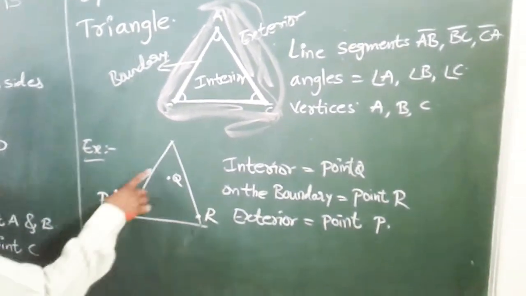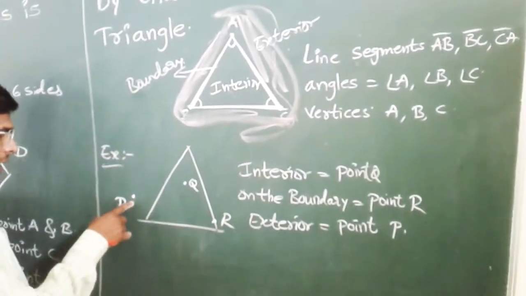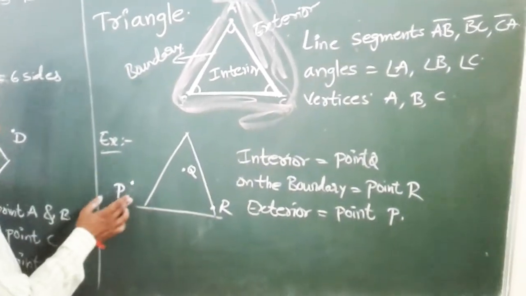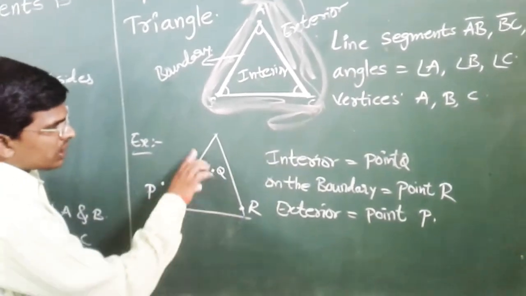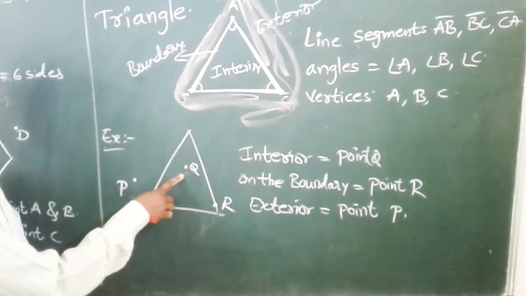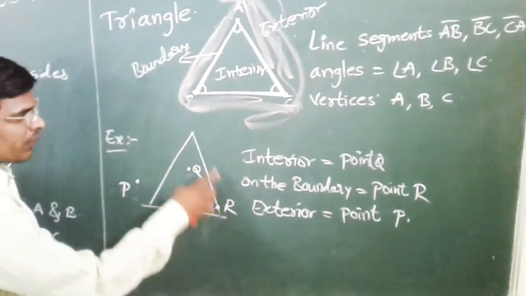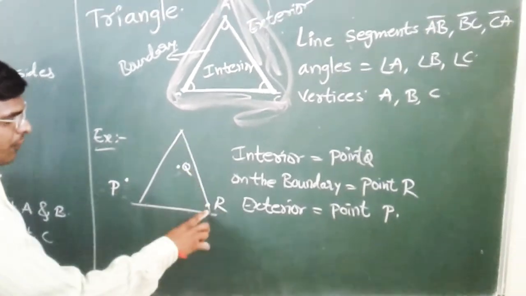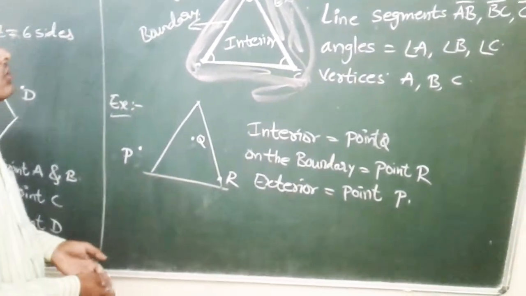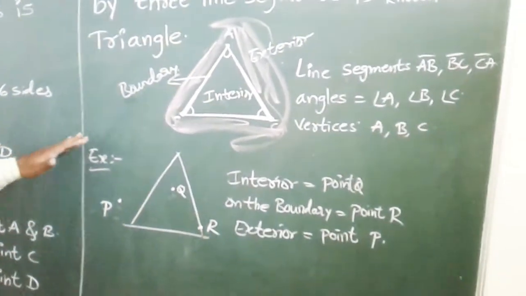So this is an example for a triangle. Point P is lying outside of the triangle, point Q is inside of the triangle, and point R is lying on the boundary of the triangle. So these are the examples for triangle and polygon.